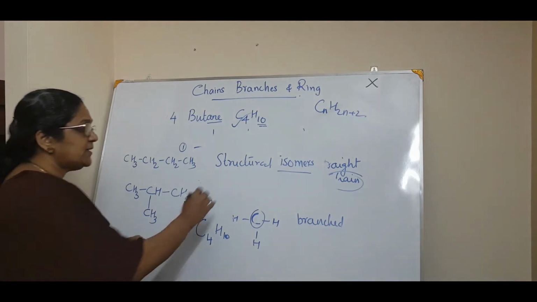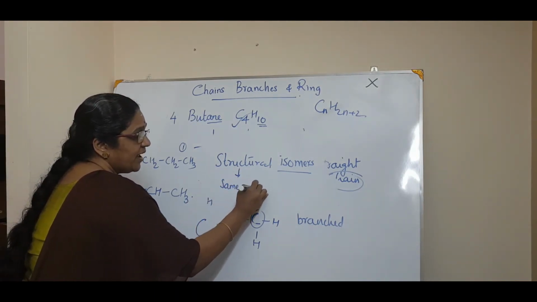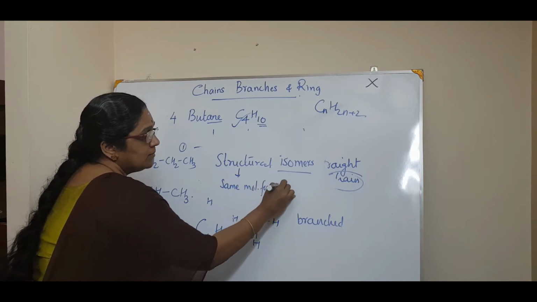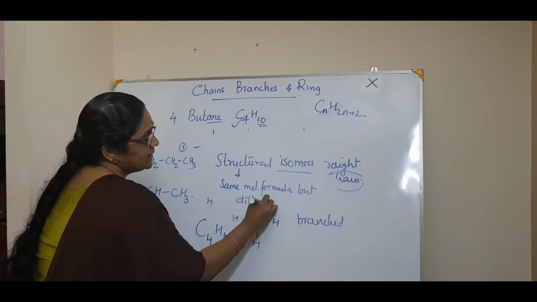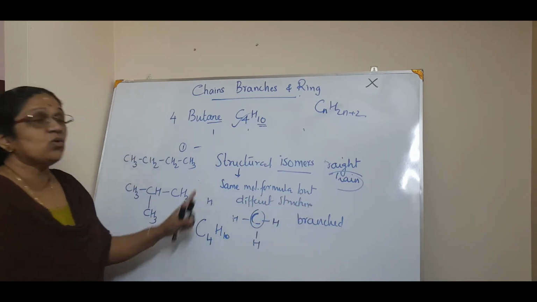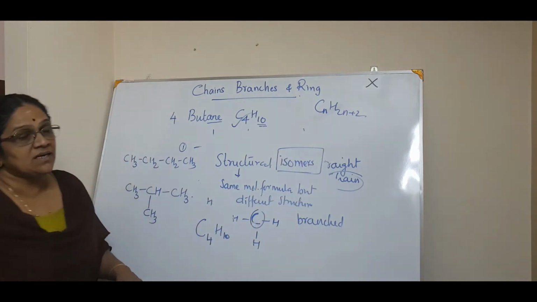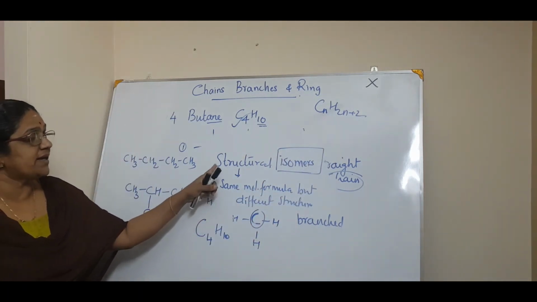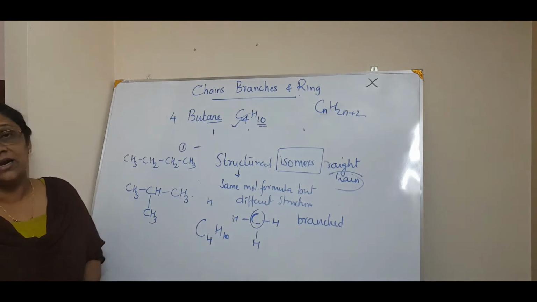So what is the value point? Structural isomers have the same molecular formula, but different structures. Such compounds are called isomers, and specifically structural isomers. Got it? So, this is called structural isomers.